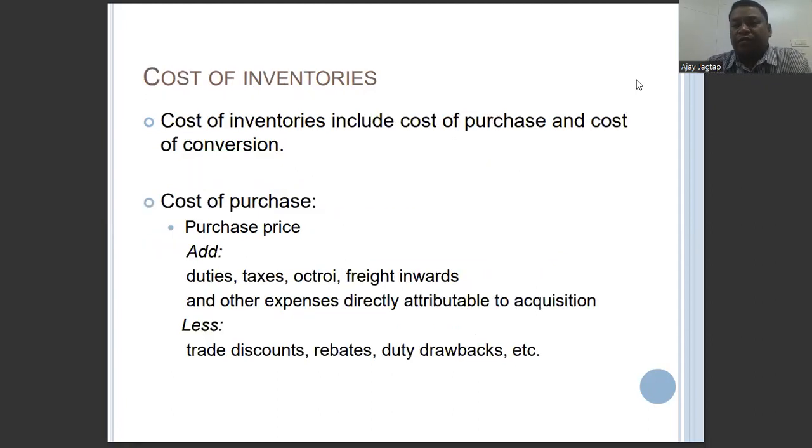Cost of inventories. The cost of inventories includes the cost of purchase and the cost of conversion. The cost of purchase includes the purchase price, import duties, taxes, octroi, freight inwards, and other expenses directly attributable to acquisition, less trade discounts, rebates, duty drawbacks, etc.